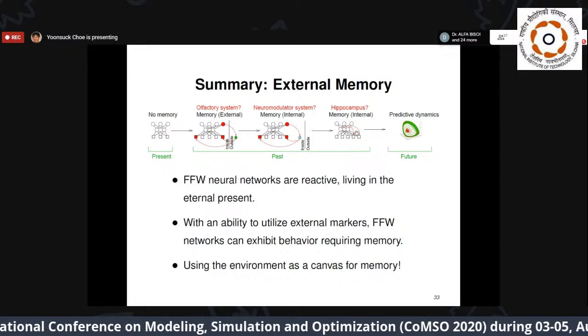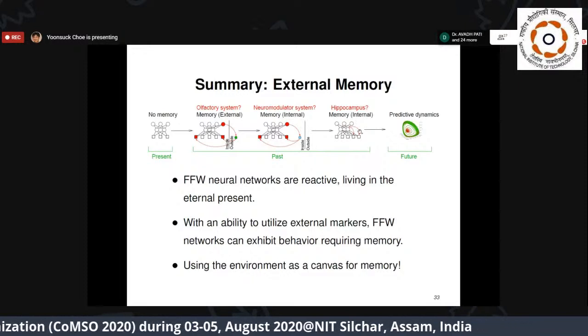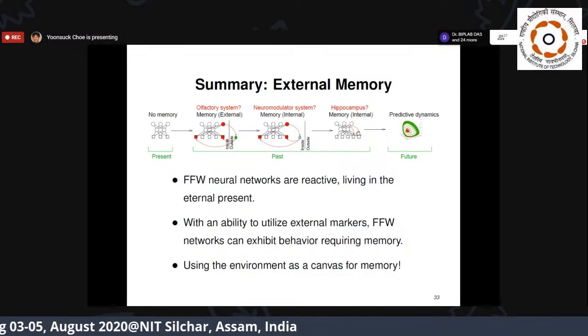Nobel Prize-winning research found that there are these place cells and grid cells in the hippocampus, which help with this kind of navigation.